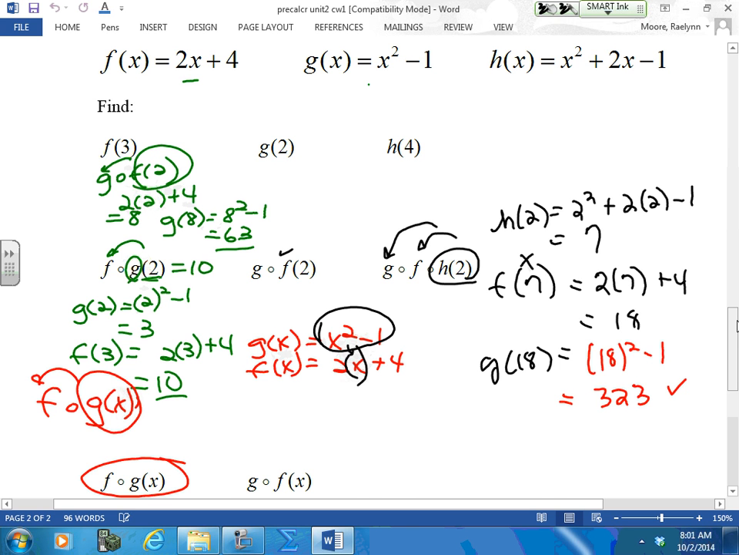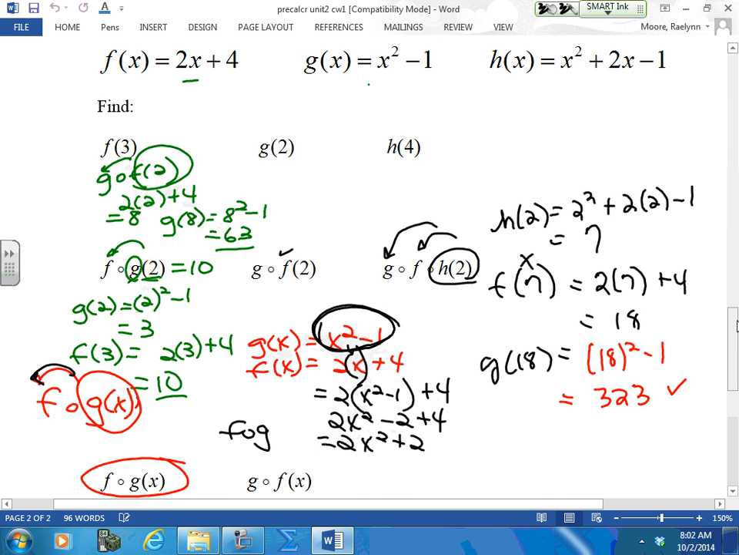So I plug this in. I take this whole G. I'm putting G into F. I take this whole G and I slide it into this X. And now I just work this through. So 2x squared minus 2 plus 4. This is my equation for F of G at X.